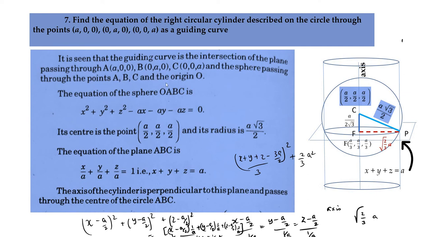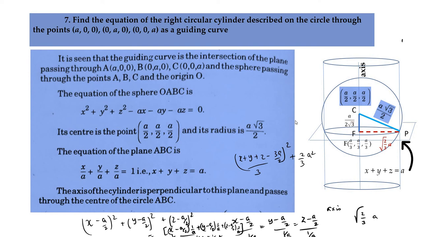This type of problem we have already come across in spheres, and even in the case of cone we had this type of problem. Instead of A, we would have had B and C. This is A, B, C, like that. Now, this is the result that we are borrowing from the sphere section. The equation of the sphere OABC is given by x square plus y square plus z square minus ax minus ay minus az equal to 0. This is obtained by just considering the general form.